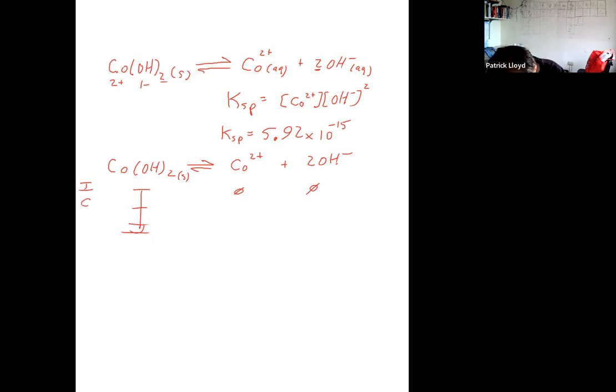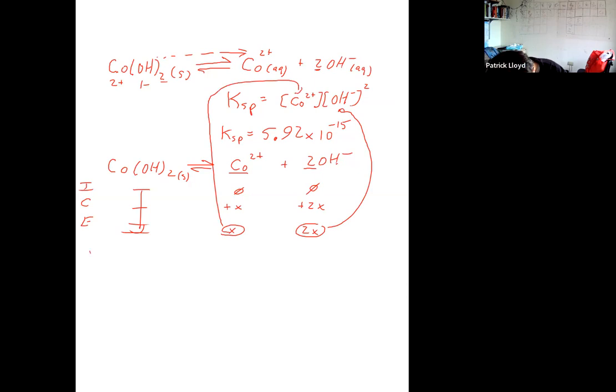Then what happens is this starts to dissolve. It starts to form cobalt and hydroxide. So this is going to go up by X, and this is going to go up by 2X, because there are 2 hydroxides. Every time one of these is formed in the water, 2 of these are formed in the water. So once we reach equilibrium, 0 plus X is X, and 0 plus 2X is 2X. Now, remember, these are equilibrium concentrations. We can substitute them right back into that equation.